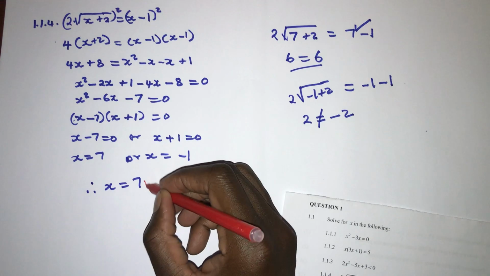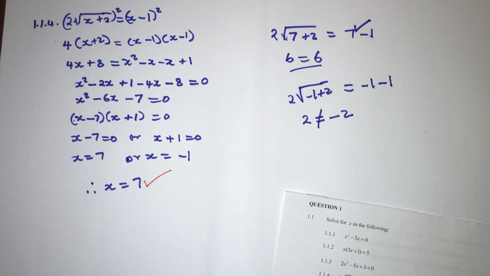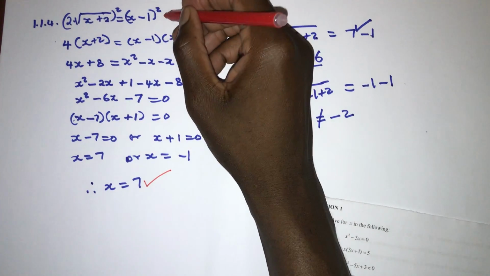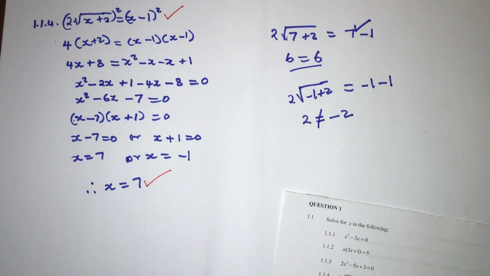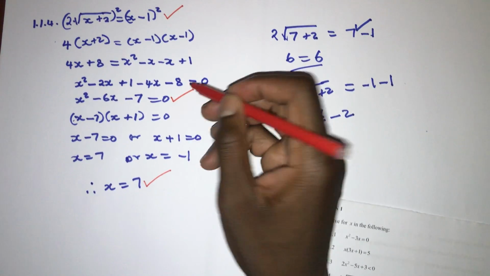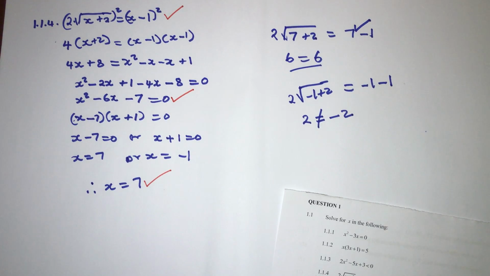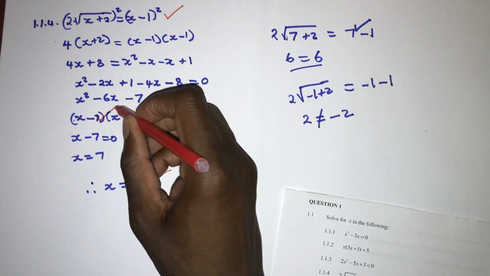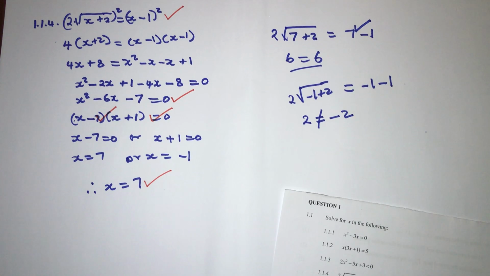So we're going to give you a mark here for telling us that x is equal to 7. And then we're going to give you a mark for squaring both sides. And then we're going to give you a mark for the standard form. And then 2 marks, I think, for the factorization. So all in all, it's 5 marks. So that's how we're going to deal with it. So let's move on.